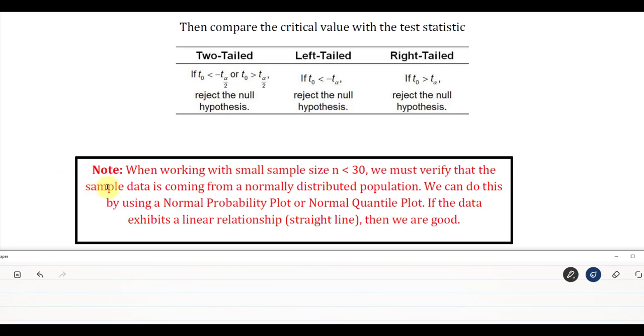Okay, there's a note here. When working with a small sample size, n less than 30, we must verify that the sample data is coming from a normally distributed population. This is very important, and we can do this by using a normal probability plot or the normal quantile plot. If the data adheres to a linear relationship, or a straight line, then we are good. Make sure that we can get a linear relationship between the x and the y values. Then it indicates that your data is coming from a normally distributed population.